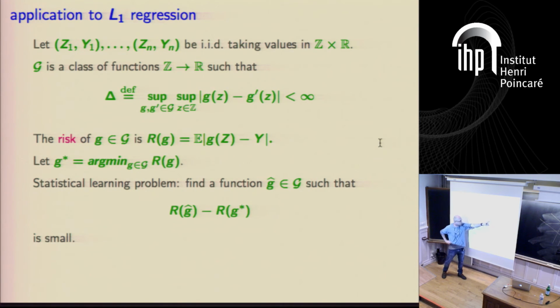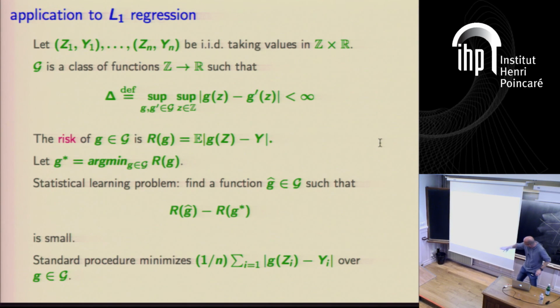And we will measure the risk in the L1 distance. The risk is the expected value of |g(Z) minus Y|. And I assume that this class is totally bounded. Now, g star is the optimal function in our class. And the statistical learning problem is to find a function that keeps this excess risk small.